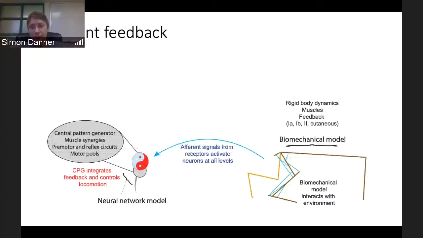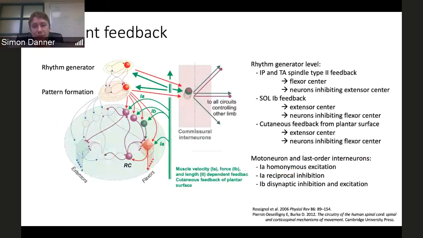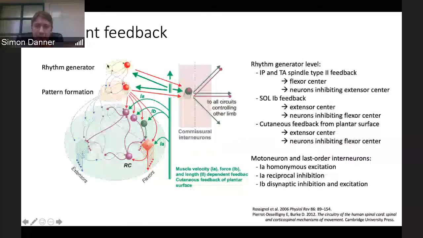Okay, so now we can finally come to the afferent signals, because with the biomechanical model we actually can calculate the afferent feedback signals and connect them to the central circuitry model, and this is how we approached it. So the feedback can interact with the neural network model at any level, and specifically what we implemented is a connection to the rhythm generator level where iliopsoas and TA spindle type 2 feedback excites the flexor center and the inhibitory neuron that inhibits the extensor center.